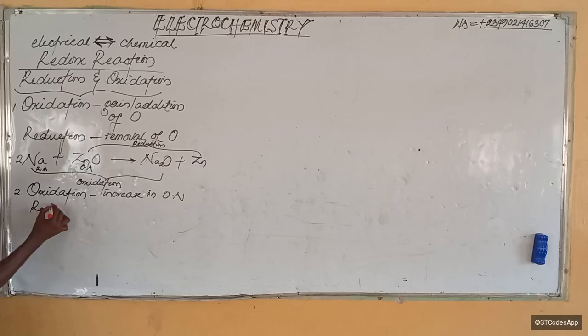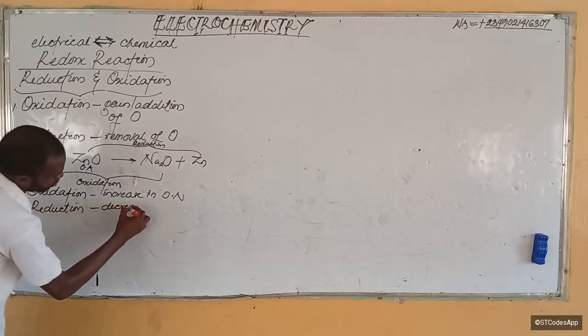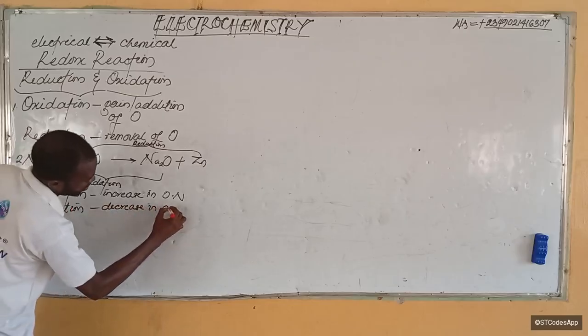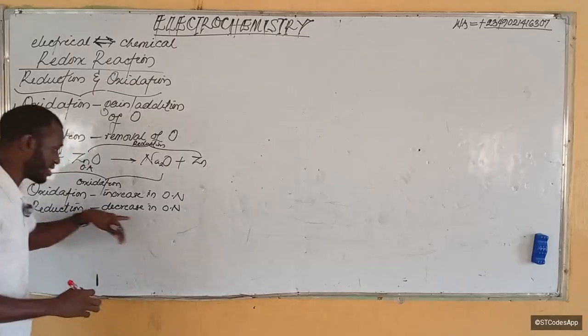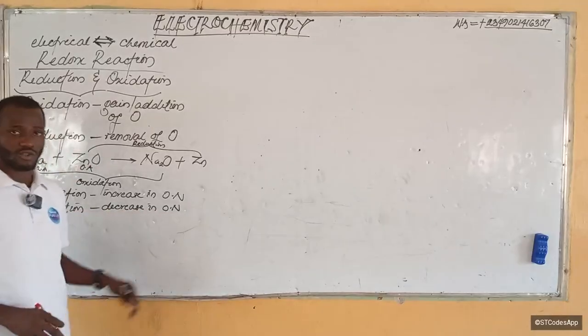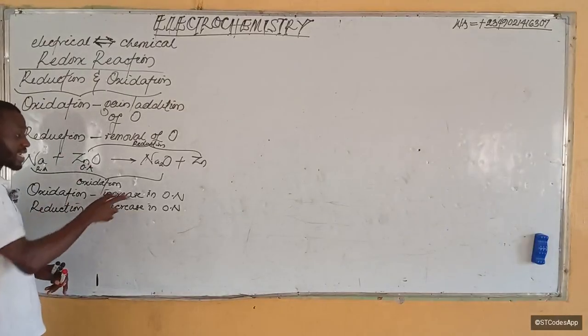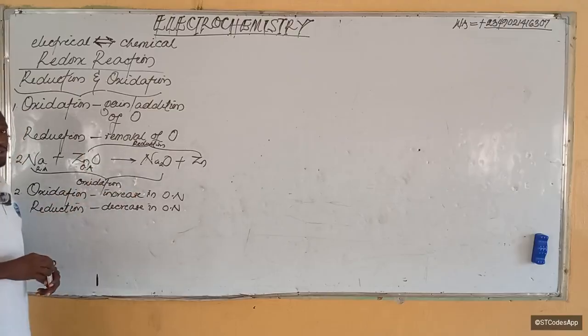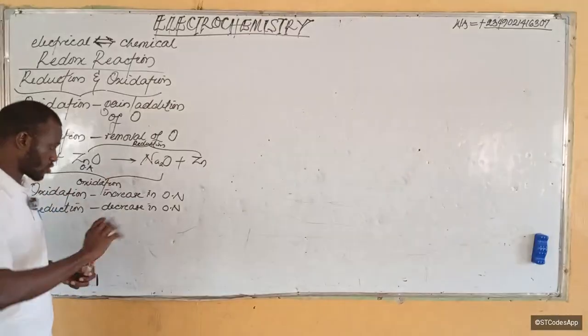Reduction will be defined as the decrease in oxidation number of an atom. When an atom has a decrease in its oxidation number, it is said to have been reduced. When it has an increase in its oxidation number, it is said to have been oxidized. I'm going to show you how to get that in a jiffy. You just stick with me.